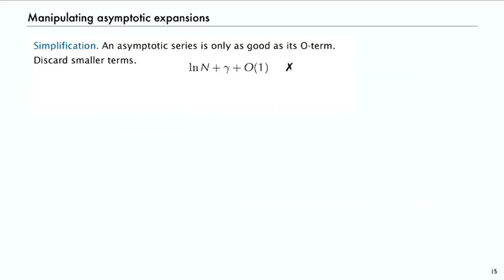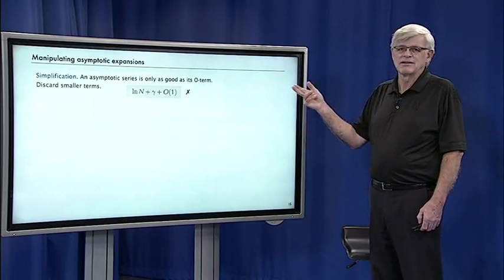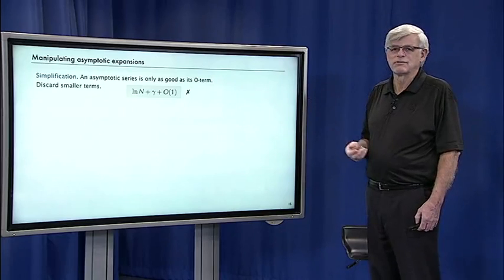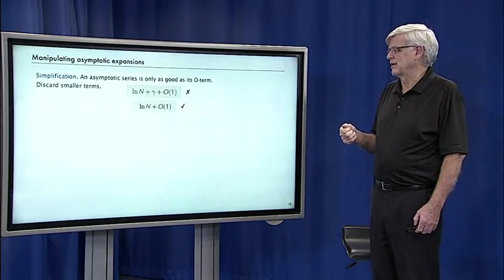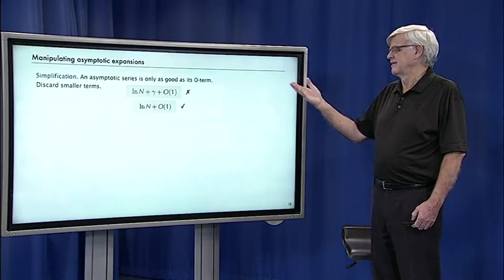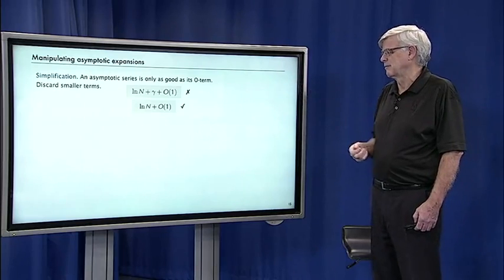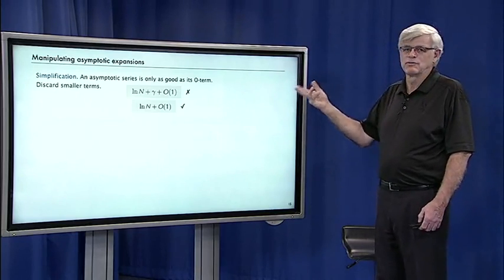So the first thing is that an asymptotic series is only as good as its big O term. That means there's no point in carrying around smaller terms. If you have something that's encompassed by the big O, just drop it. It's only going to make the calculation more complicated, and it's not helpful in any way. So we don't write log n plus gamma plus O of 1, where gamma is a constant, because the O of 1 says the error is bounded by some constant, and so that constant might as well be gamma or whatever. It's better to write this expression as log n plus O of 1. It's more compact.